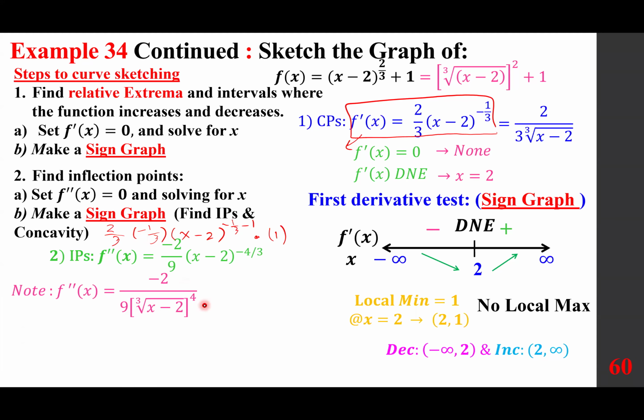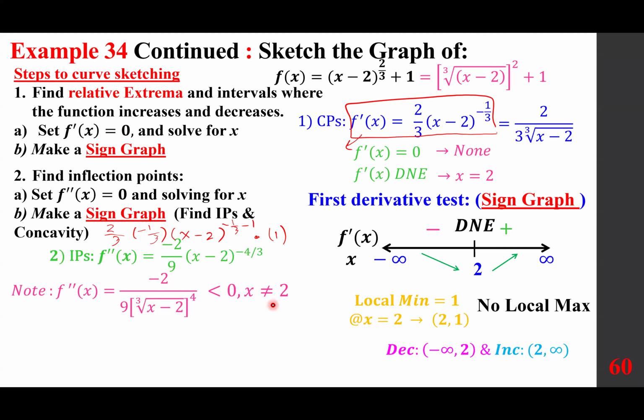Now notice, if you look at the denominator, it is 0 when x equals 2. So it can't be 2, but other than 2, for any number you choose, the cube root becomes positive or negative, it doesn't matter. The exponent makes it positive, 9 makes it positive, negative 2 makes it always negative. This is always less than 0, except when the denominator is 0, the expression is undefined, and that would be when x equals 2. So x can't be 2. So it's always concave down.